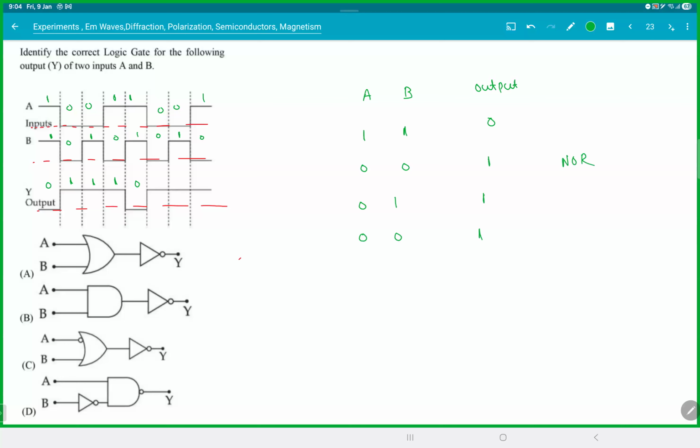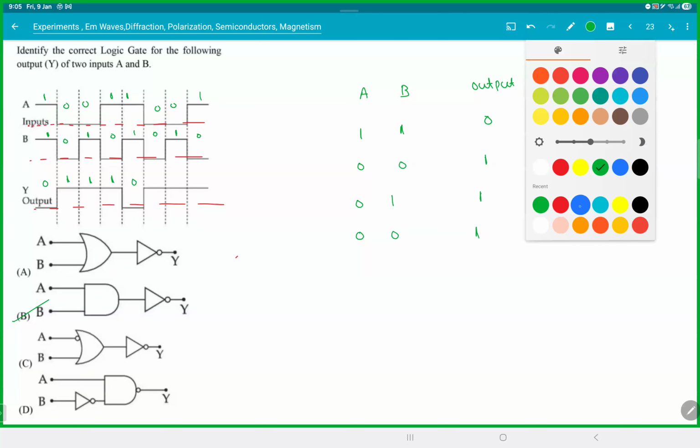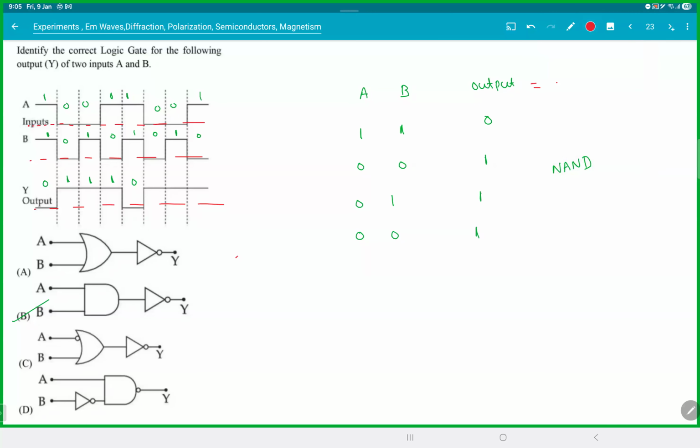This is OR's opposite. So B option, right? No. That's a NOR gate or NAND gate. Sorry, this looks like a NAND gate. That's your B option. Make sense? This output here is A dot B, whole bar. Clear with this?